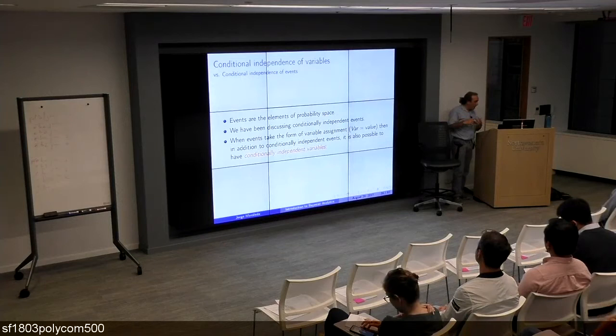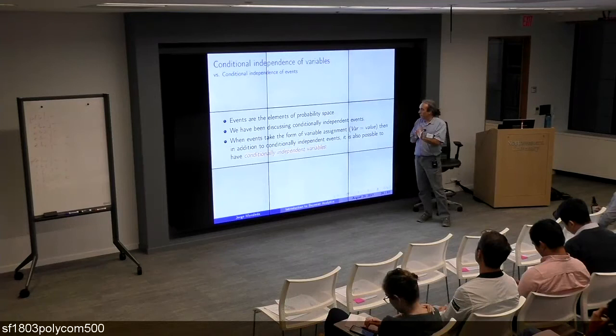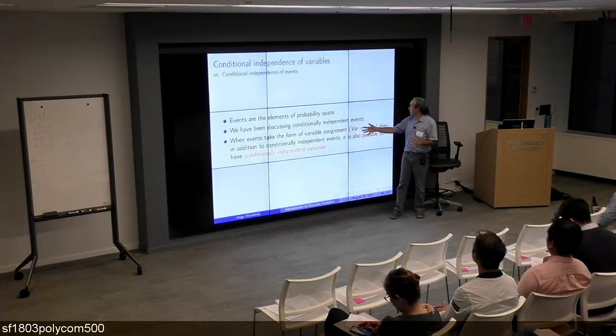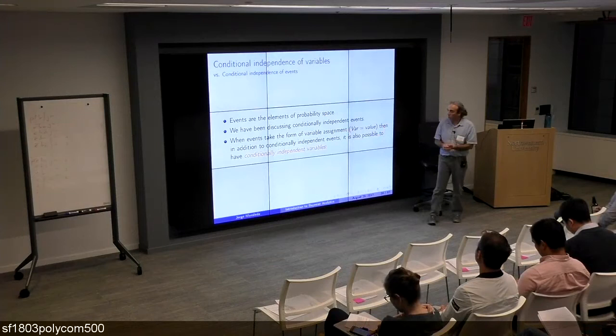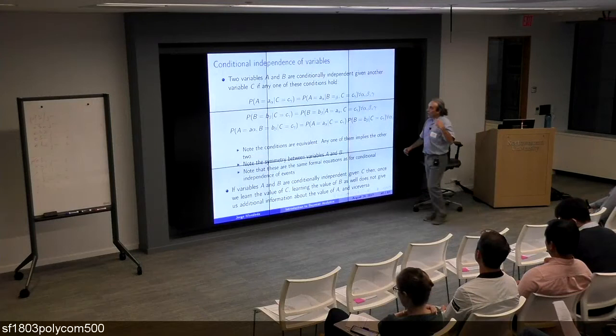Okay. Something that is important in the real world is what is called conditional independence of variables. So far we've been talking about conditional independence of events, where an event takes the form of a variable assignment. In addition to that, we can have a more powerful idea, which is also relatively common in practice and very useful, called conditional independence of variables. What do I mean by that? Two variables A and B are conditionally independent given other variables C if any of these conditions hold.